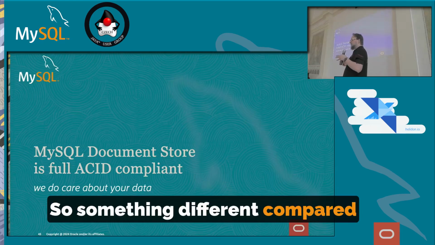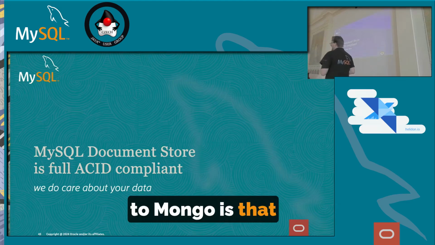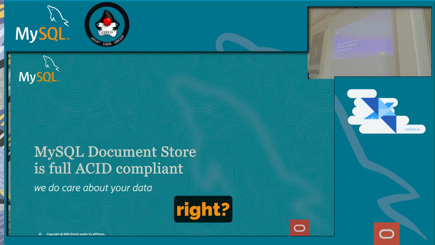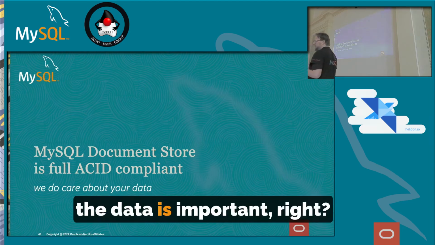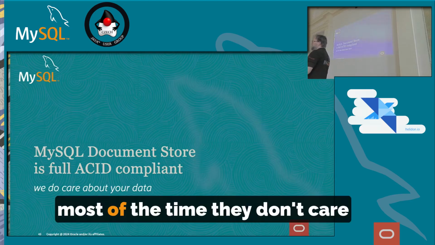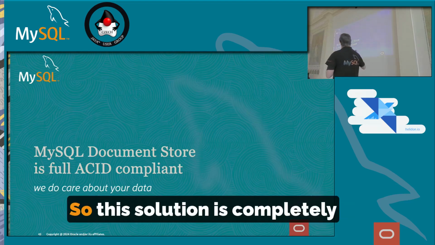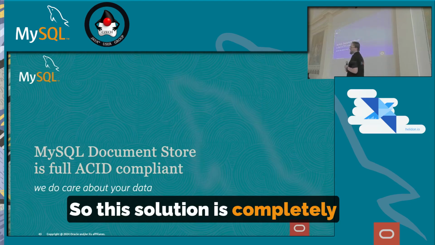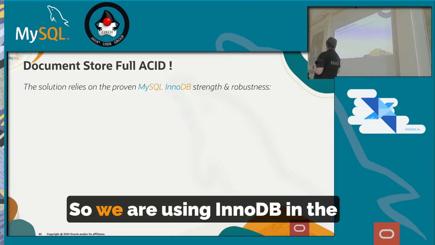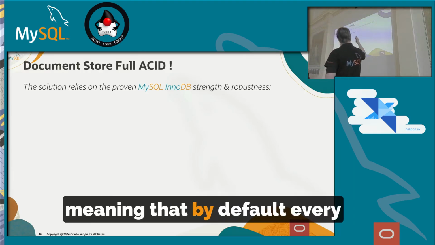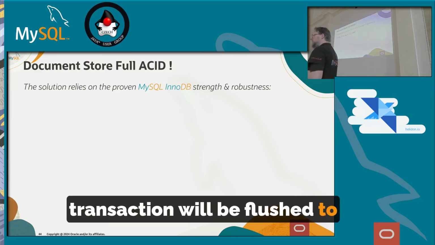Something different compared to Mongo is that we have 30 years of history of maintaining your data as DBAs, right? For us, the data is important. NoSQL, most of the time, they don't care about the data, but we, as MySQL, we care about the data. So this solution is completely ACID compliant. We are using InnoDB in the background even to store your documents. So by default, every transaction will be flushed to disk.